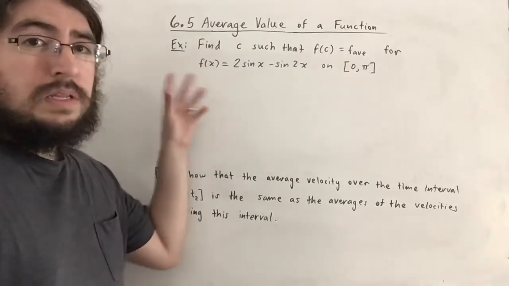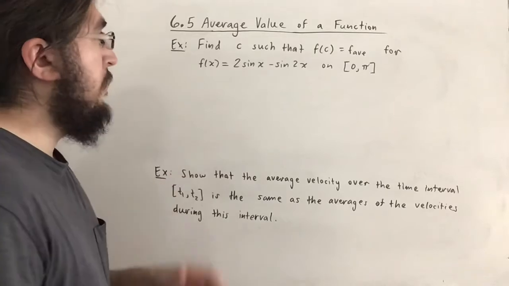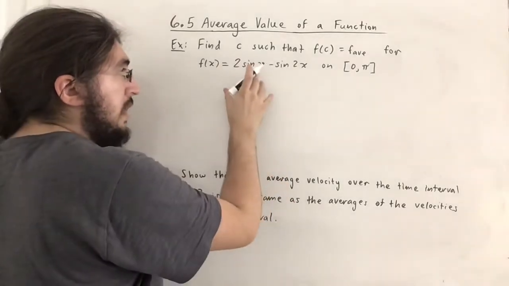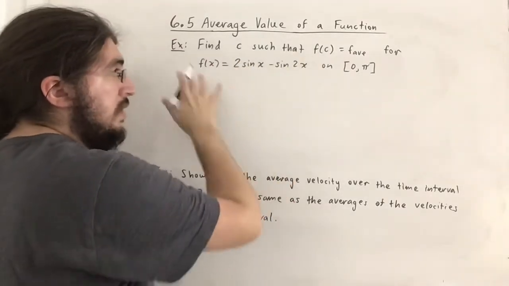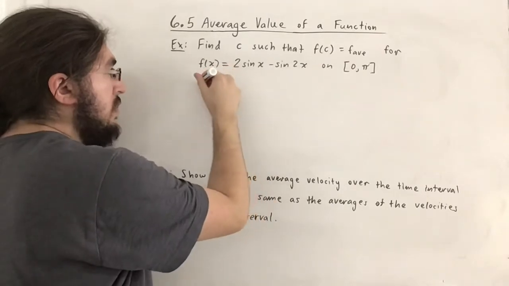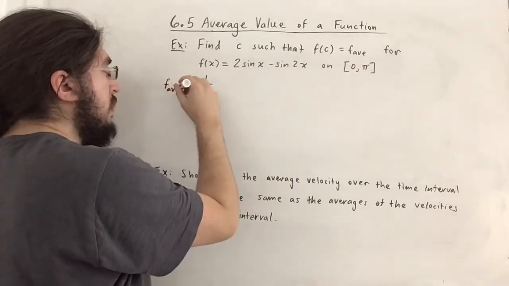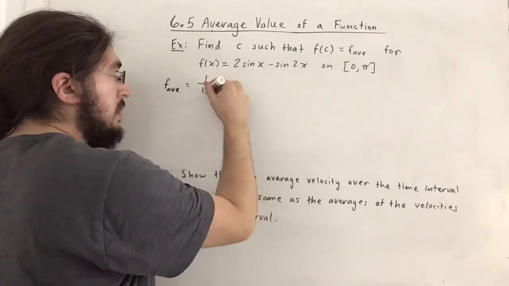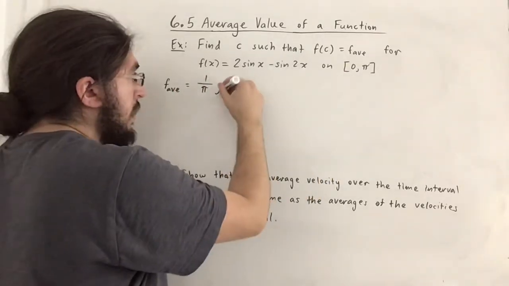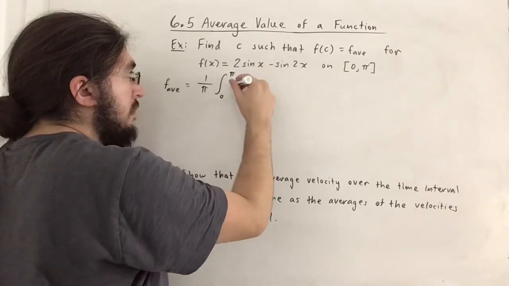But let's get on with this one. This one's going to be a little challenging for us, so let's see. So we want to find f of c such that it's equal to the average of this function on this interval. So first let's find the average, which is of course going to be 1 over the difference of these endpoints, which is just pi minus 0 is pi, times the integral from 0 to pi of this.